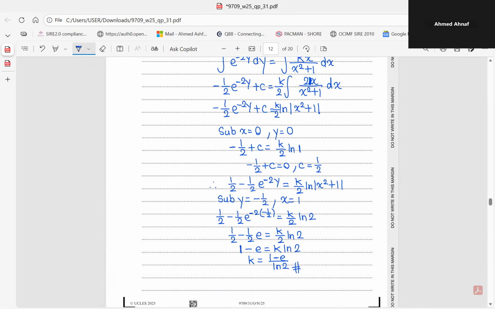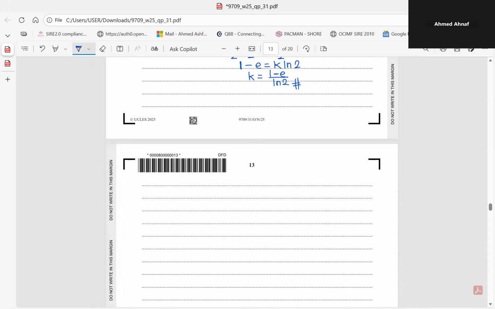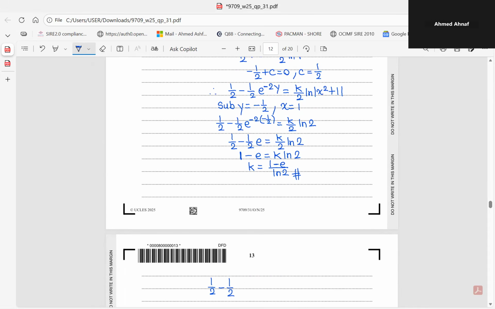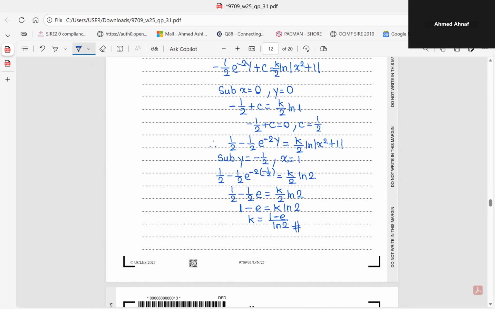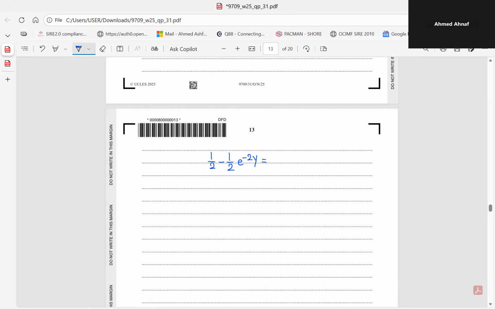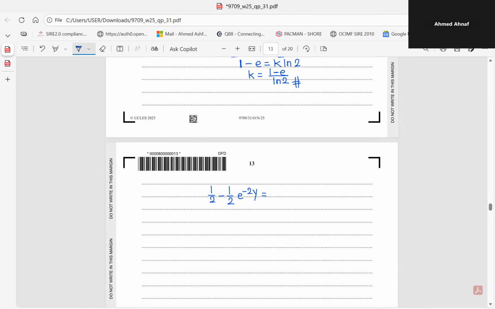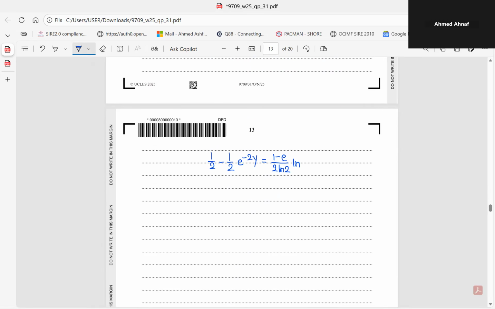So yeah, our final differential equation will be half minus half e to the power of negative 2y equals k over 2. So (1 minus e) over 2 ln 2 times ln of x squared plus 1.